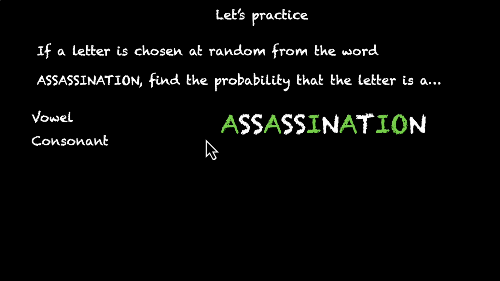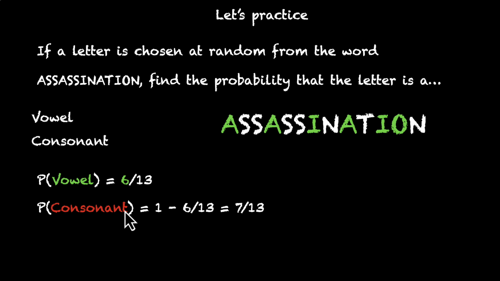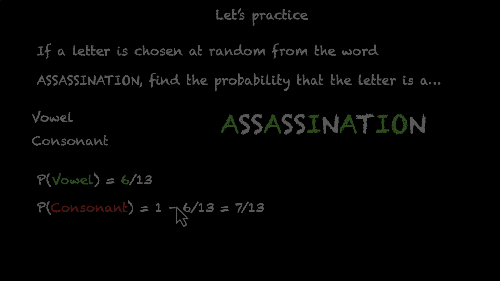So out of these 13 letters, how many vowels do we have? Well, the green ones are vowels: 1, 2, 3, 4, 5 and 6. So the probability of getting a vowel is 6 by 13. And to get the next one, either we can count the number of consonants or we can subtract this probability from 1. Let's do that. Probability of consonant is 1 minus 6 by 13, that's 7 by 13. These two are complements of each other and that's what we're using here.